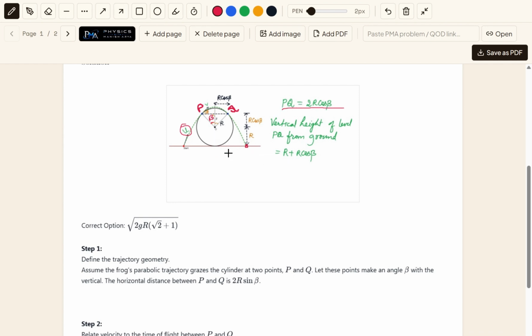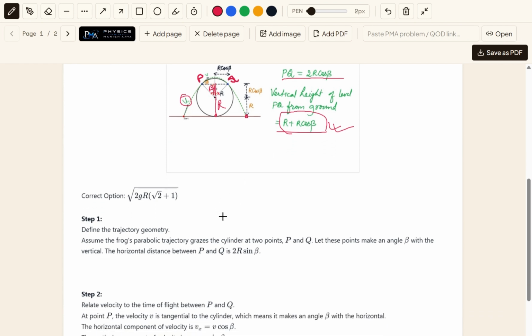And the vertical height of this level from the ground, if you see, this is radius R plus this one, which is R cos beta, right? Because this angle is beta. So it's going to be R plus R cos beta. Later on, we are going to make use of it. So what are the steps here? First of all, we have to see the trajectory geometry. This is the geometry which I have said. This is 2R sine beta, right? And this angle is, by the way, beta as well. So we saw the trajectory geometry.